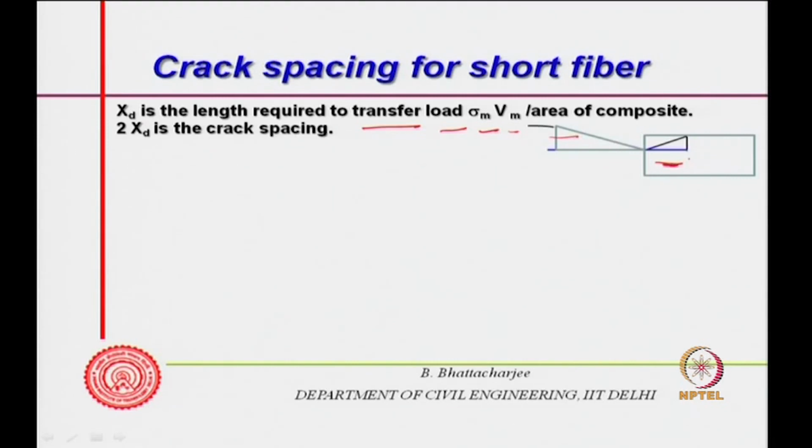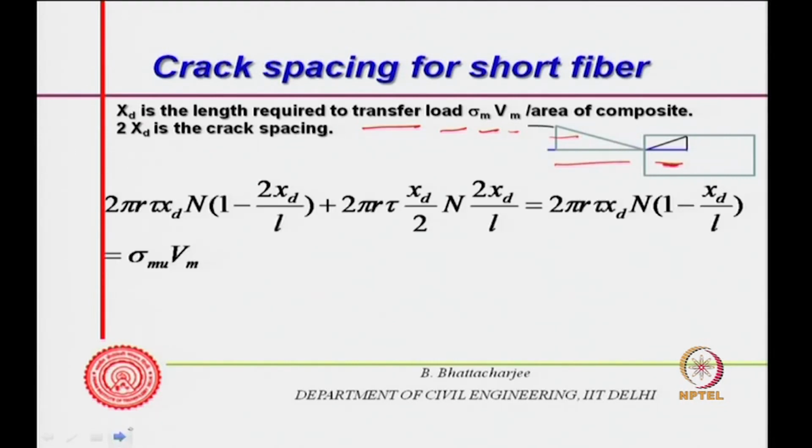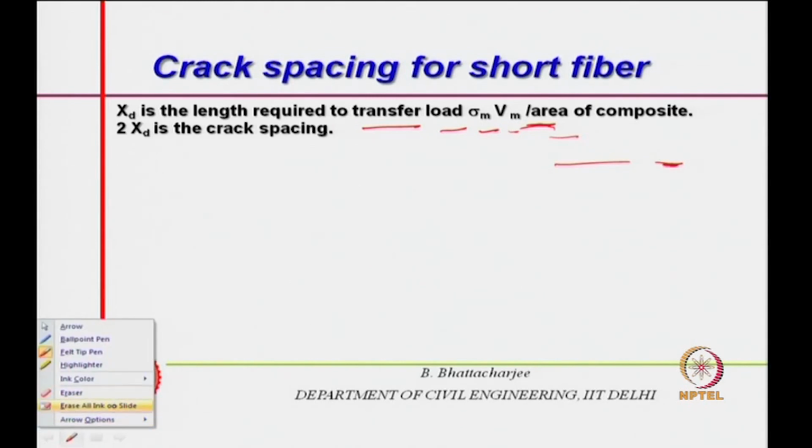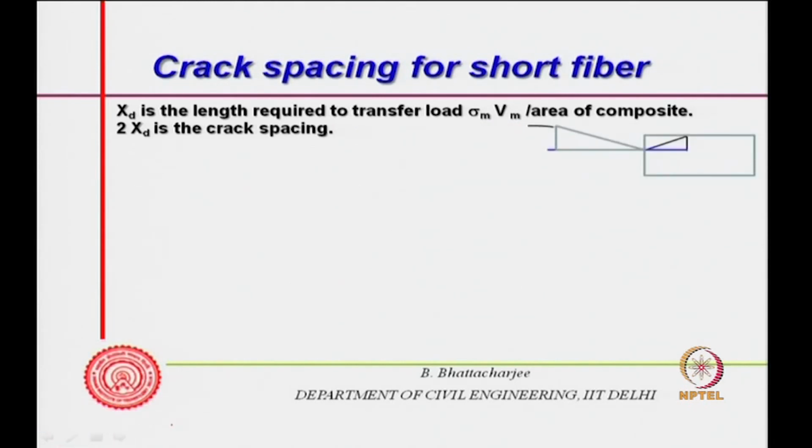One side you may have some length, another side you may have full transfer. In one side you may have full transfer like this, because it would not be 50-50 divided in both the directions. So, sigma f u might be attained here, but on this side it may not be attained.